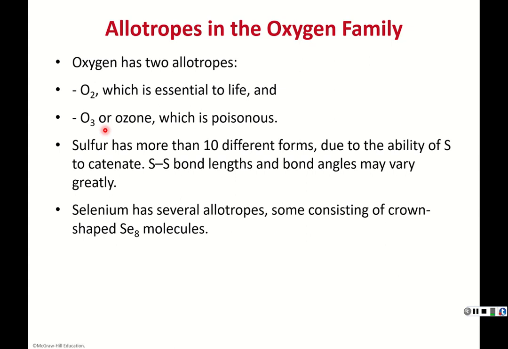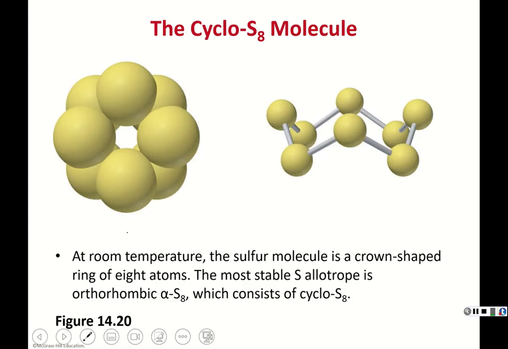Okay. Sulfur has more than 10 different forms, right? So many different forms of sulfur, and that's because of its ability to catenate. Remember what that term meant when we talked about carbon? That's it bonding to itself, forming long chains and rings. Selenium has several different allotropes consisting of crown-shaped Se8 molecules, and we'll see some of those as well. So many different allotropes in this family.